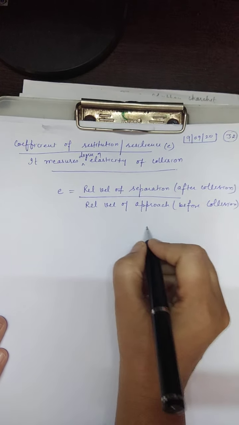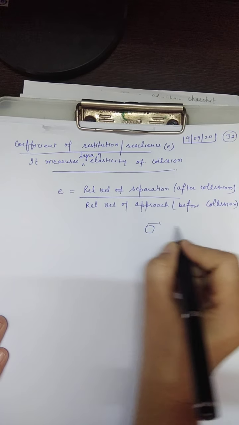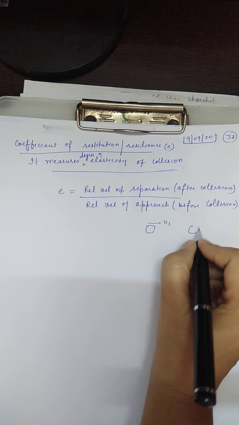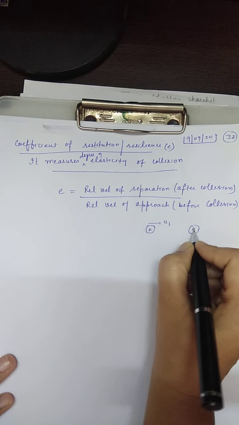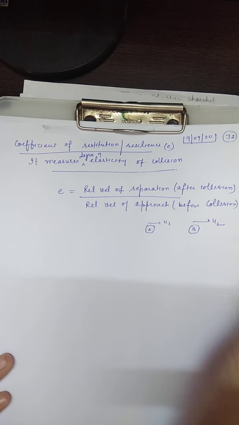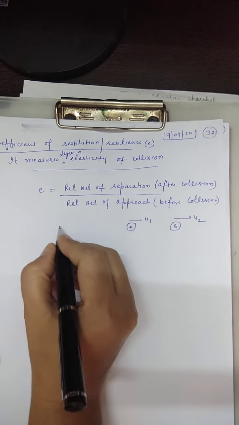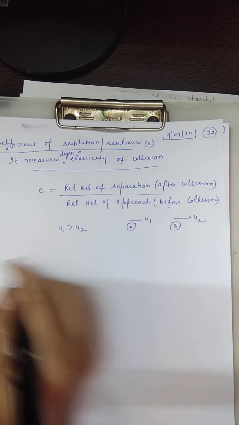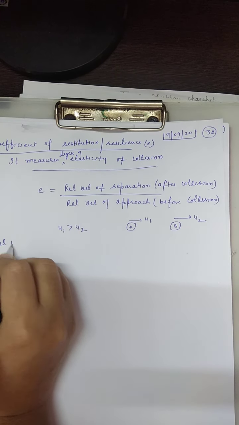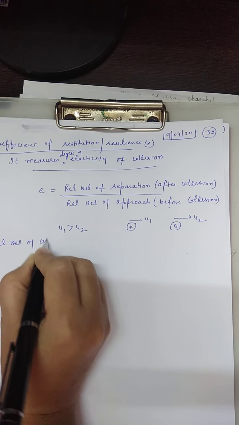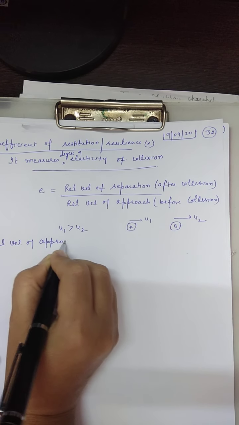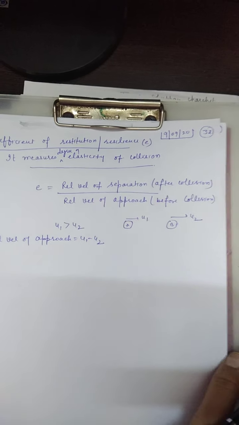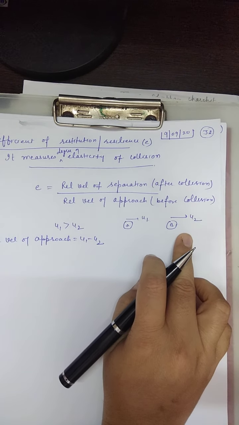Let us suppose these are the two bodies, right? And one is moving with the velocity u1, and the second is moving with the velocity u2 along the same direction, right? So let us suppose u1 is greater than u2. So what is the relative velocity of approach? Relative velocity of approach is u1 minus u2, because these two are moving along the same direction.